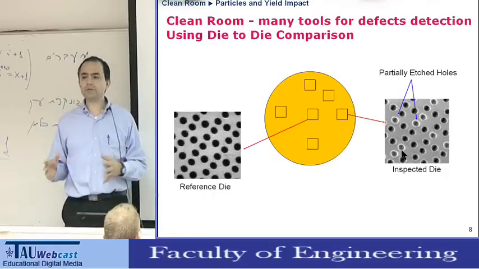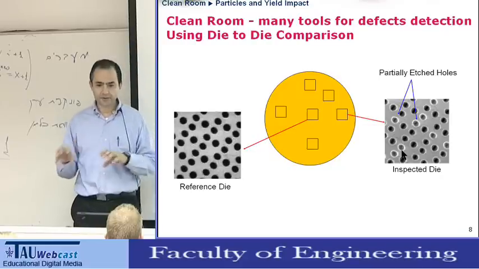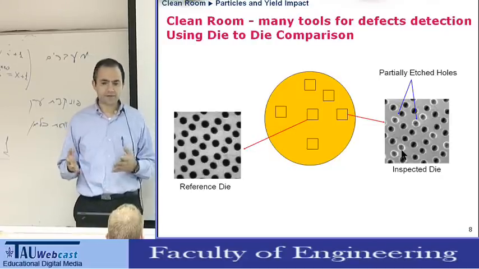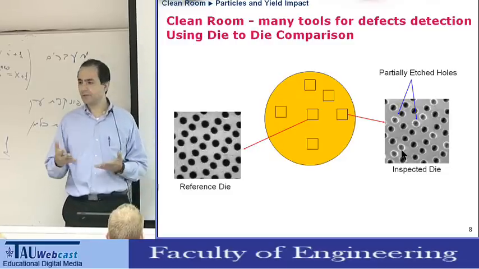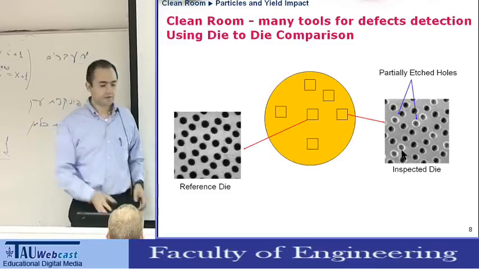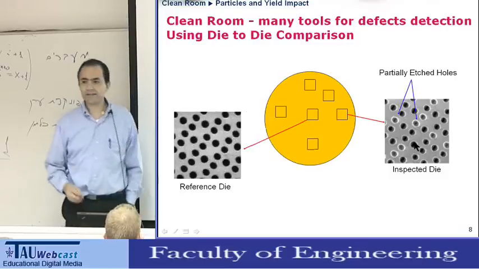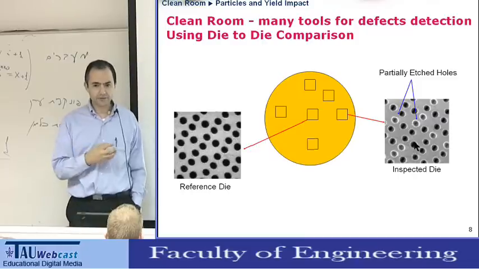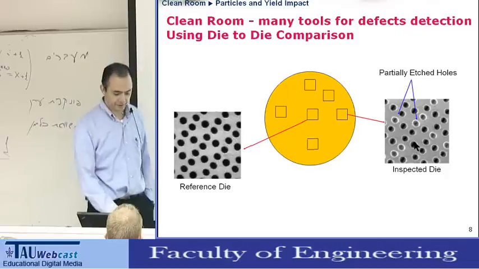Now, how would we know that these are bad contacts? One way is to memorize the picture and compare it to the memory. But this is not that easy, because sometimes there are slight variations, and then the memory looks a bit different. So what we do is we compare one die to the other. And if comparing the 2 dies, we see a difference, then we say it's a defect. So we get a reference die, and we compare to it. Okay? So reference die on the same wafer.